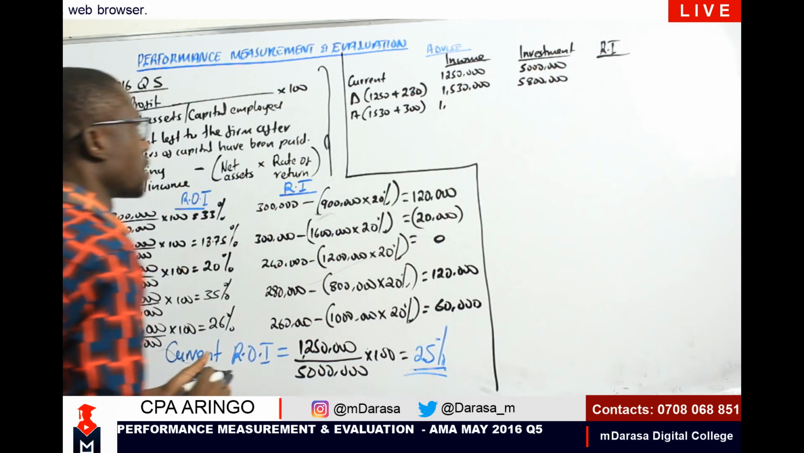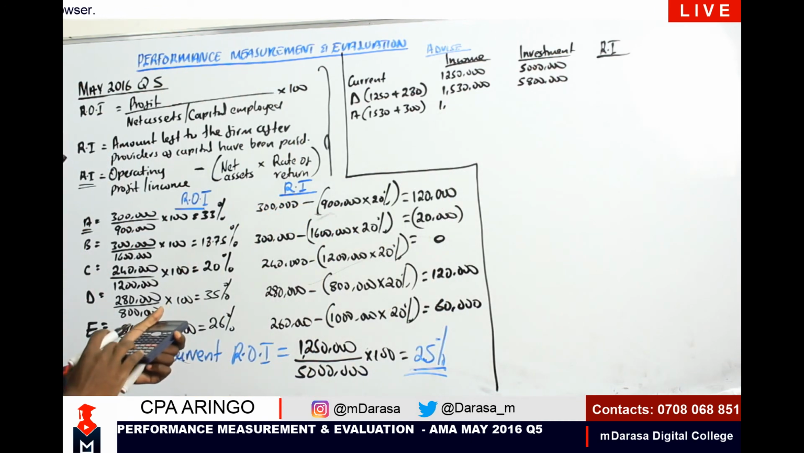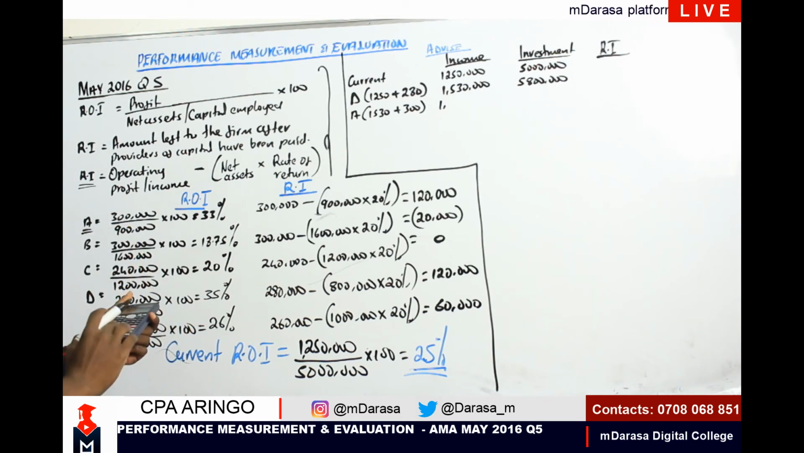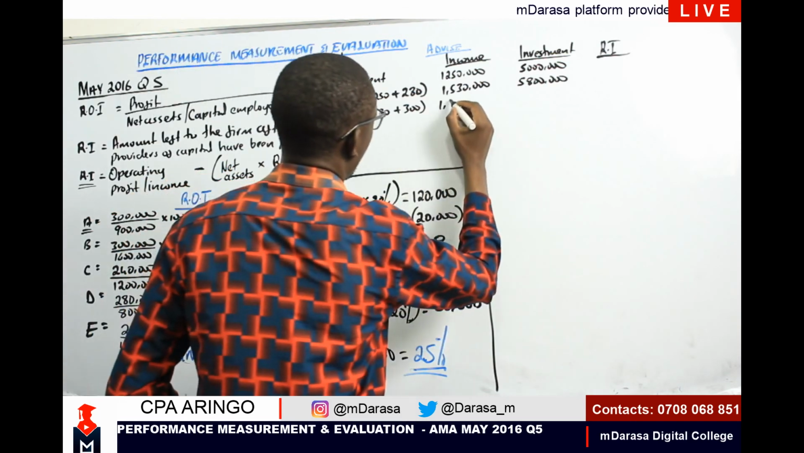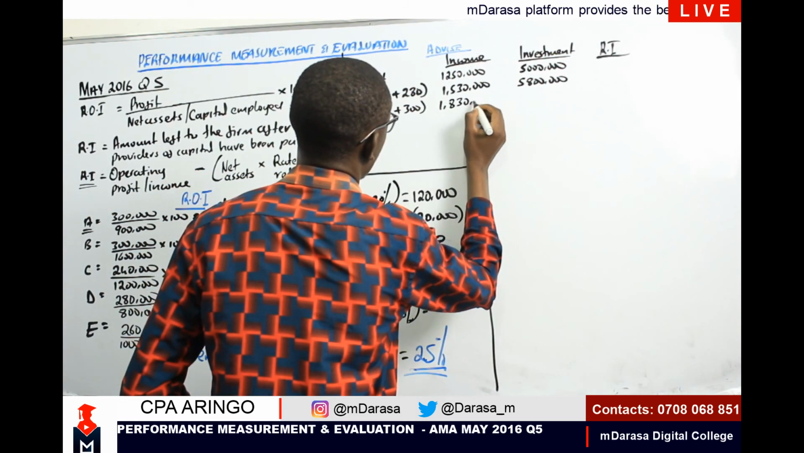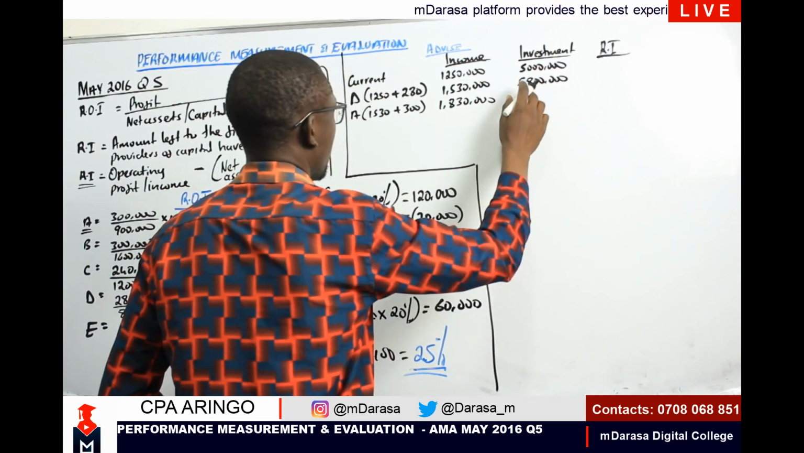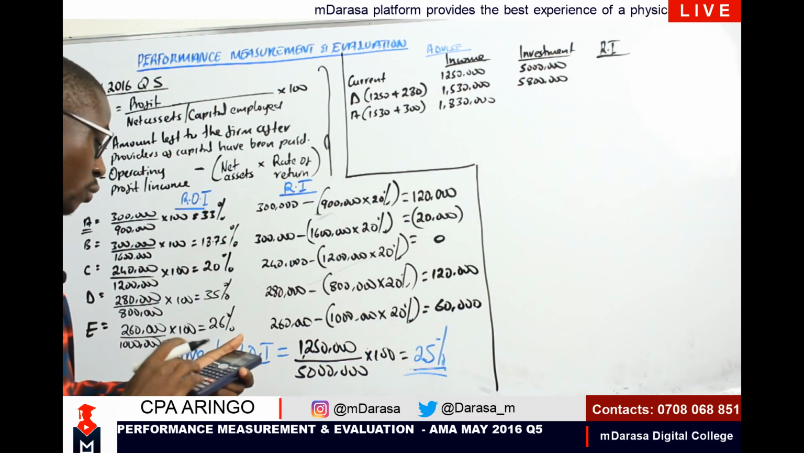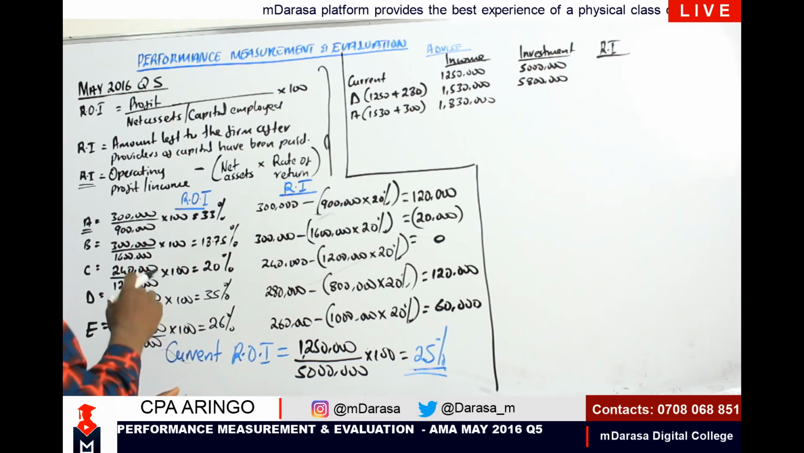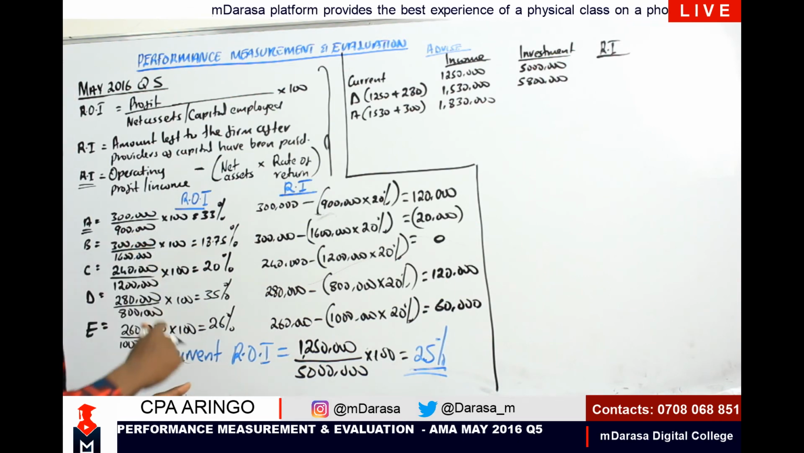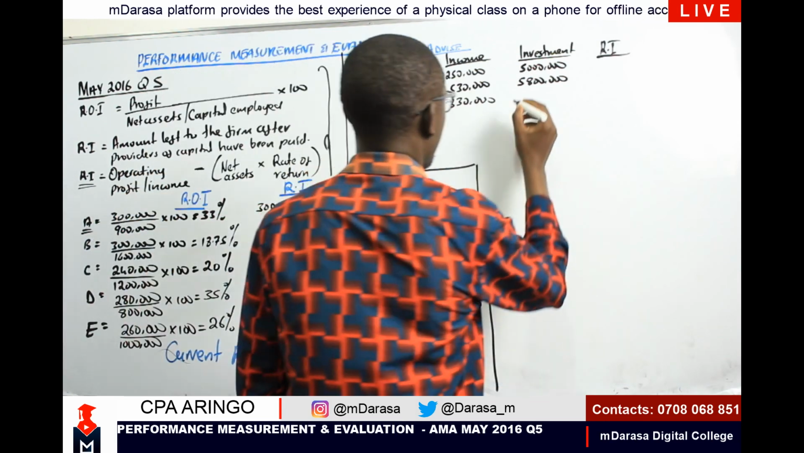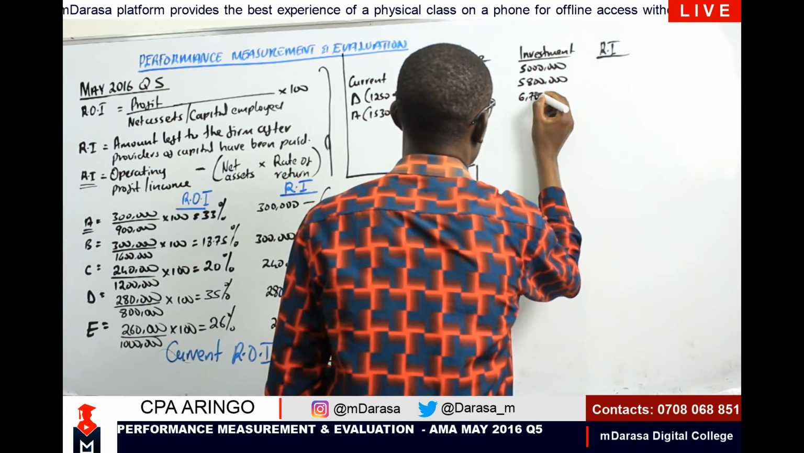That should give us 1530 plus the 300,000. That should give us 1,830,000. Then our income there, or rather our investment, I'm having 5.8 plus the investment of project A, we had 900. So I'm going to add 900 to give us 6.7.